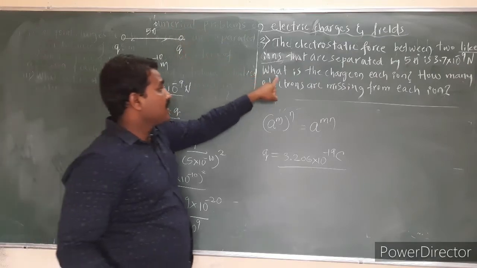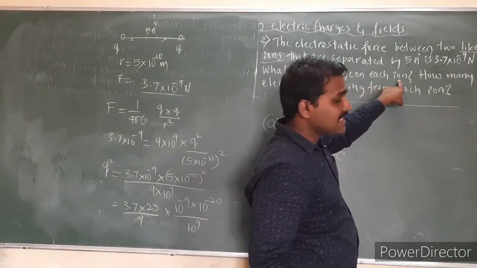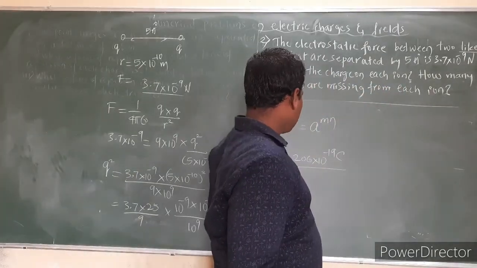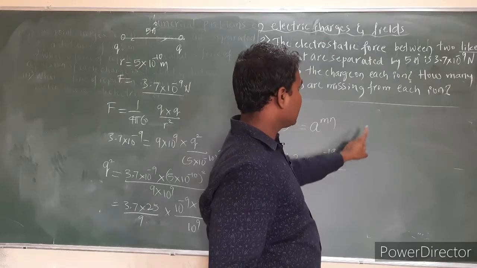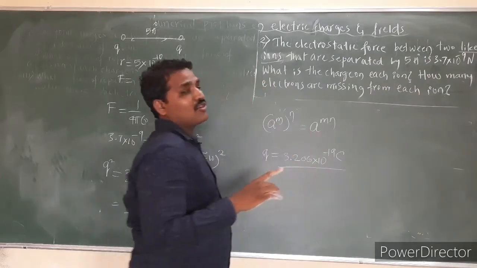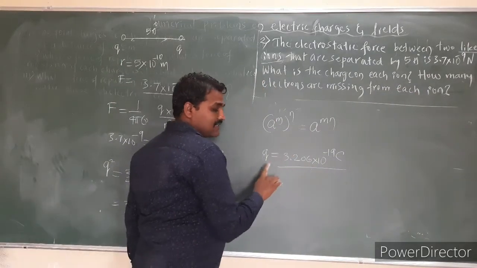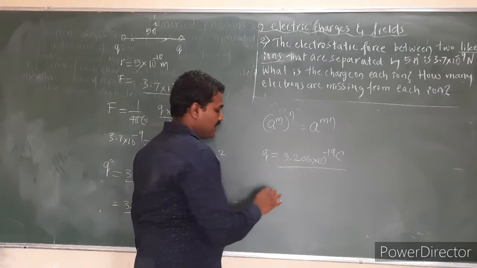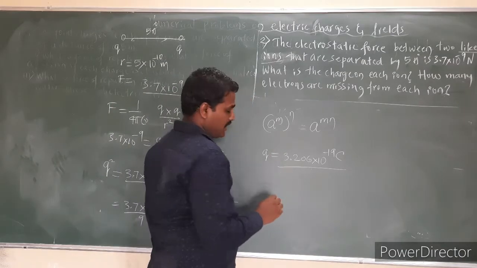Okay, so the first part we have done. That is, the charge on each ion that we have calculated: q is equal to 3.206 × 10^-19 coulombs. Then they are asking how many electrons are missing from each ion. Clearly the object is positively charged, hence it has lost electrons.